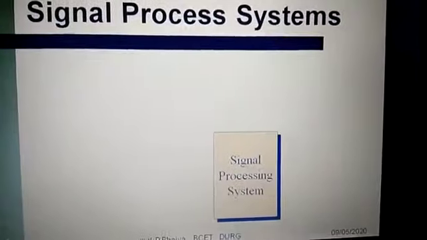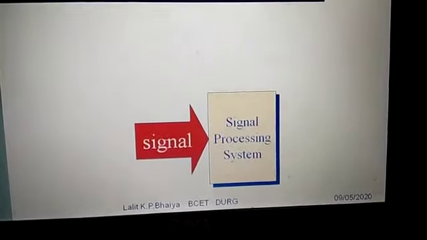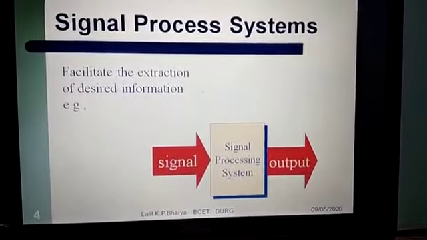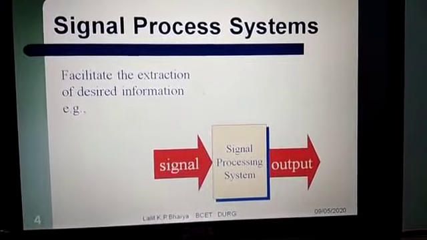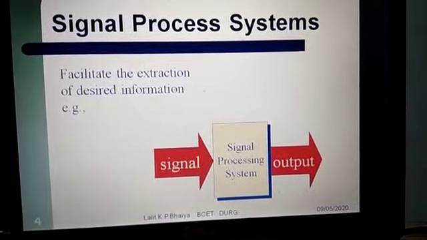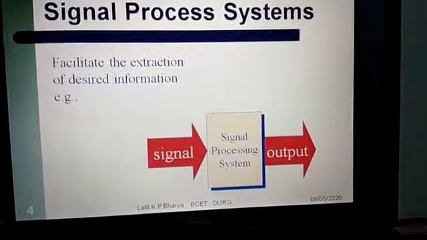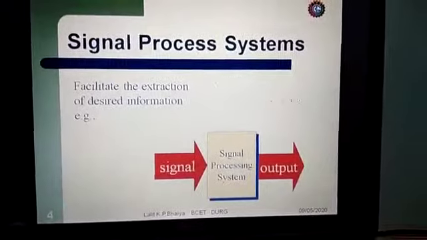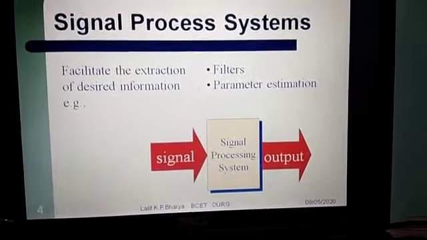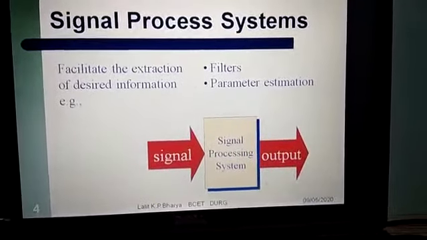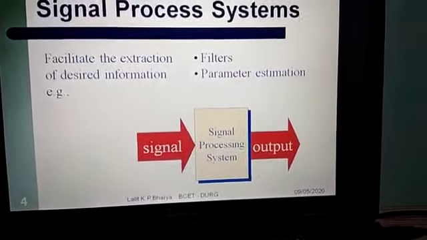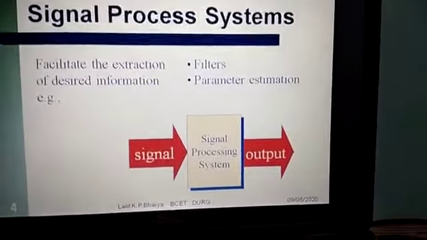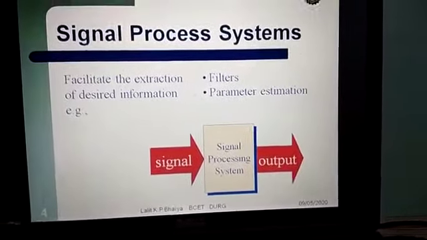Then, signal processing system: we will apply the signal and we will get the output here. To facilitate the extraction of desired information, we will apply the signal to the signal processing system. We will get the output as shown in this figure. Facilitating the extraction of desired information, like filters. We will use different parameters for estimation.